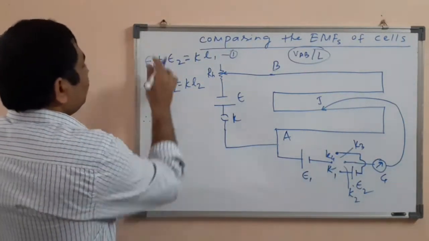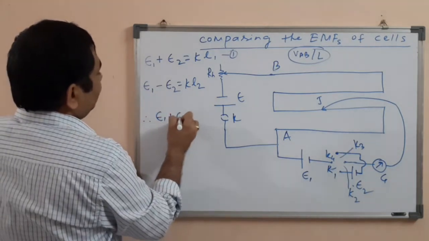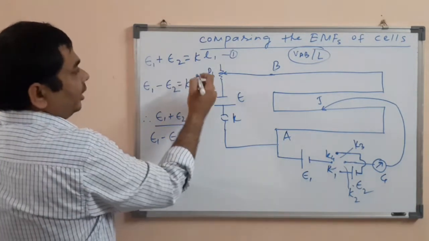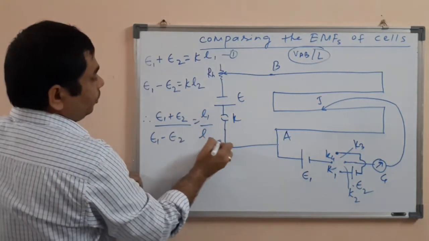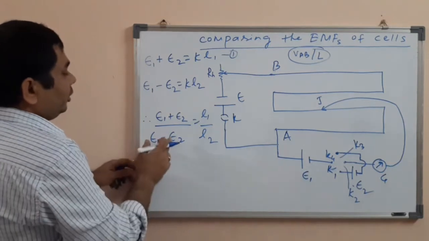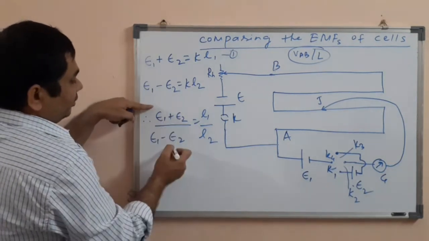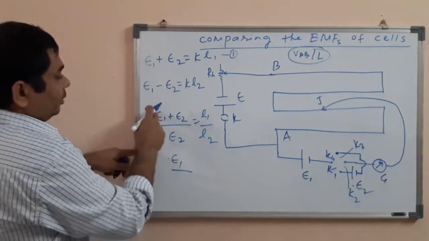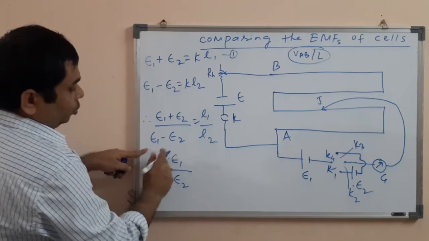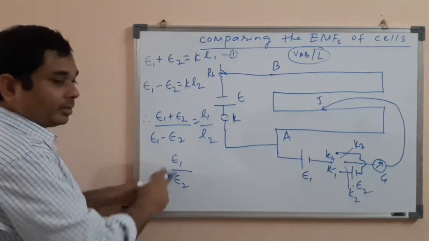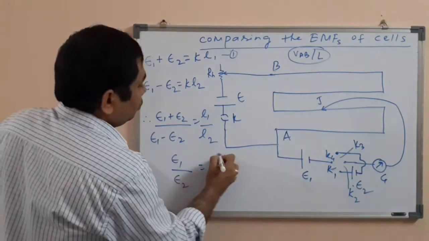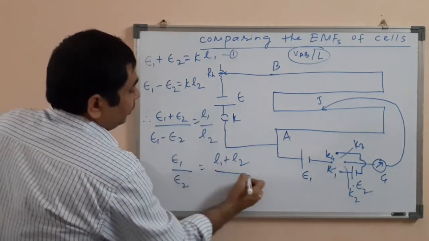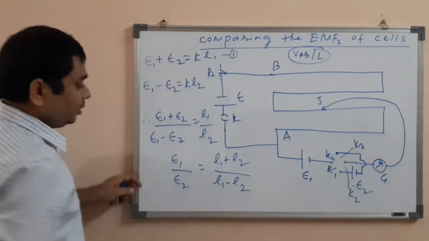So therefore we will take the ratio (E1 plus E2) upon (E1 minus E2) is equal to K L1 upon K L2, and K will cancel, so L1 by L2. Then by using componendo and dividendo, what we will get is this plus this, that is 2 times E1, upon this minus this, that is 2 times E2. 2 will cancel. So what we are getting is E1 by E2 is equal to L1 plus L2, numerator plus denominator, upon numerator minus denominator, L1 minus L2.